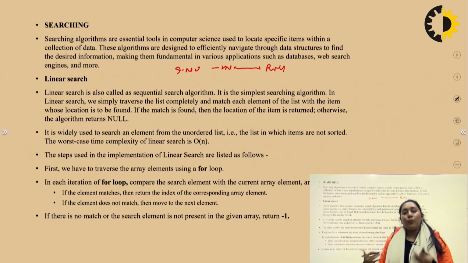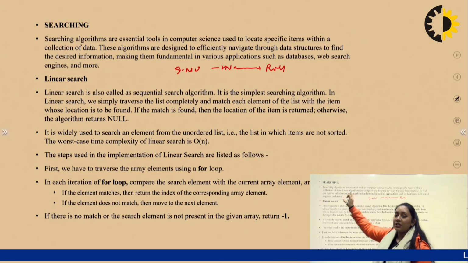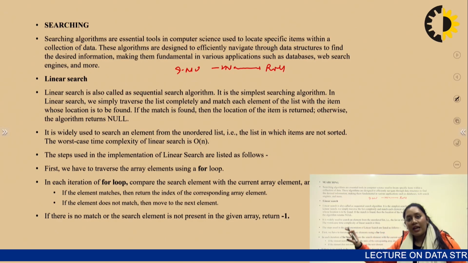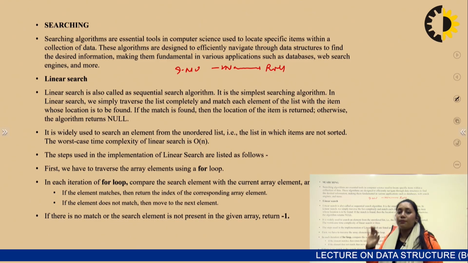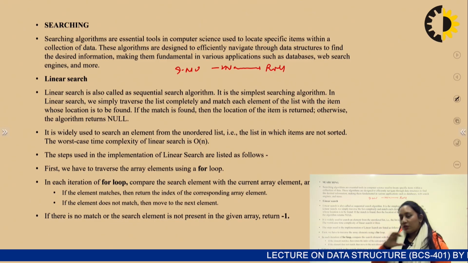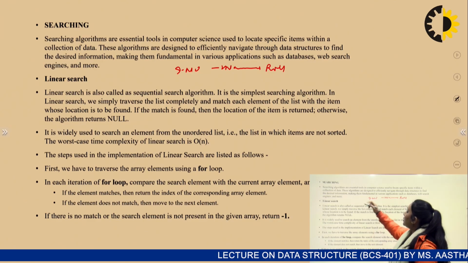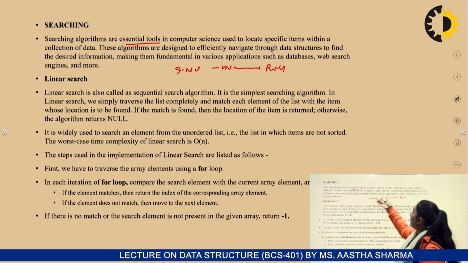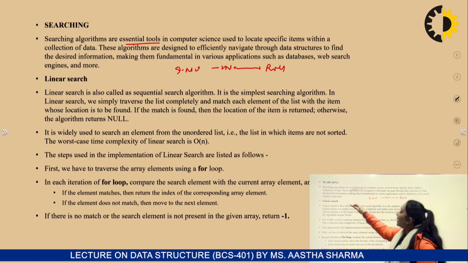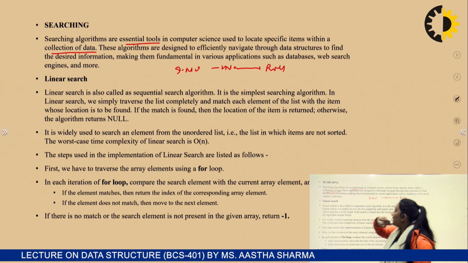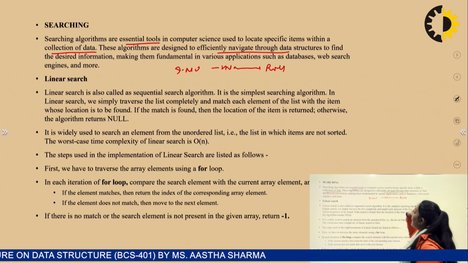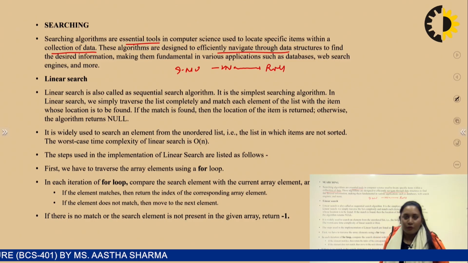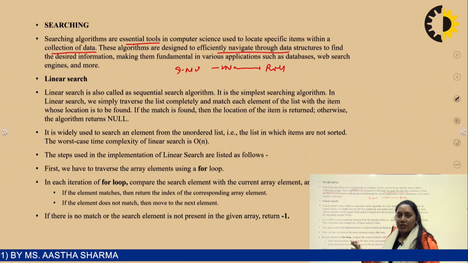right? So in this way we use searching in data structures. If you need to find any type of data, we will use a searching algorithm to search and find whether the data is present in the database or not, right? The searching algorithm is an essential tool used in data structures. It works on a collection of data, and it is very efficient to navigate through when you need any desired information. So we will be using the searching algorithm.